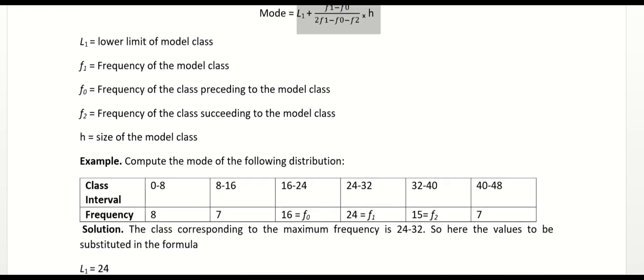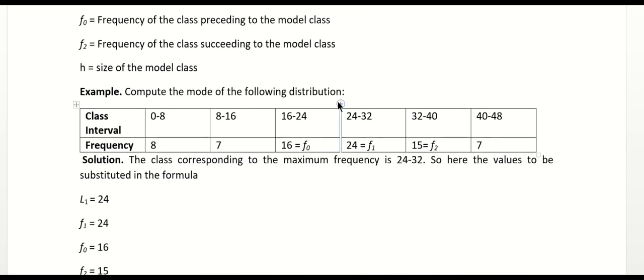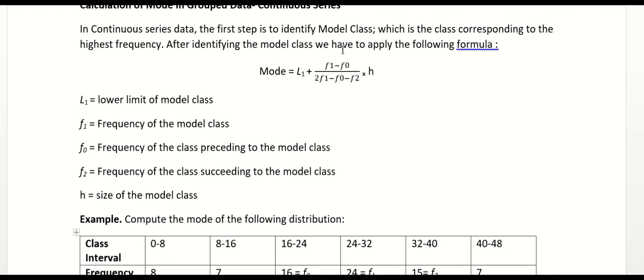So here you can see that we have this question. The series is given to you, the class intervals are given: 0 to 8, 8 to 16, 16 to 24, 24 to 32, 32 to 40 and 40 to 48, right? And the frequencies are 8, 7, 16, 24, 15 and 7. This is given to you. Now this was the formula: L1 plus F1 minus F0 divided by 2F1 minus F0 minus F2, into H.